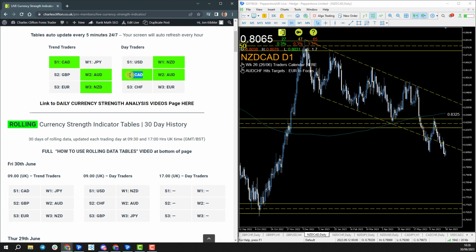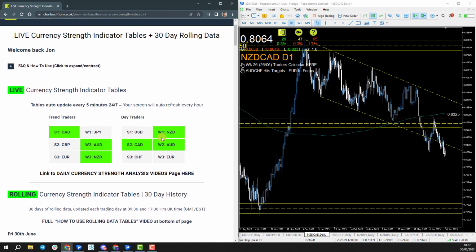Especially you can see the CAD coming back in at S2, wasn't there at 9 o'clock this morning. We actually had pound yen as the focus pair at one point, but yen has also moved away from the tables now, so we've got a different looking table right now, and what that's showing us is that New Zealand CAD and Aussie CAD are the pairs to watch today. So I'm going to talk a little bit about those two going into Friday's trading session.